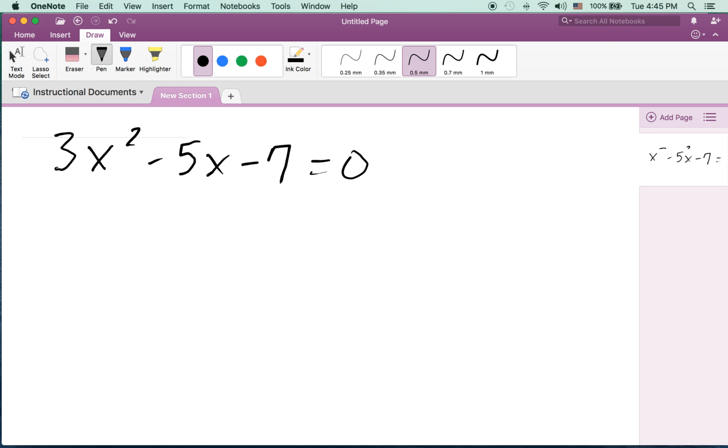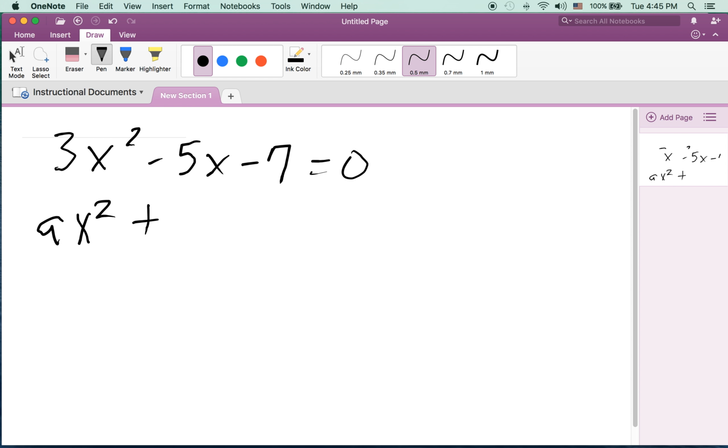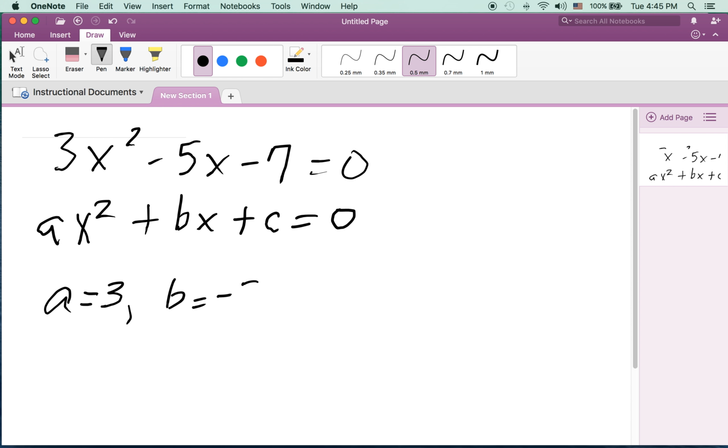Okay, we always want to write our problem so that it looks like this: ax squared plus bx plus c equals 0. Now you may have to do some polynomial multiplication or some other operation to make your polynomial look like this. For our case, we have a equals 3, b equals negative 5, and c equals negative 7.